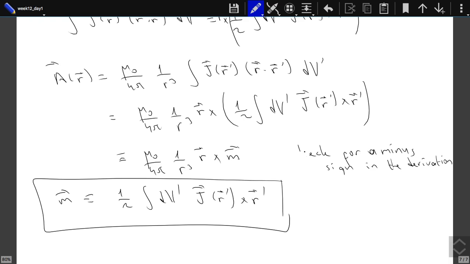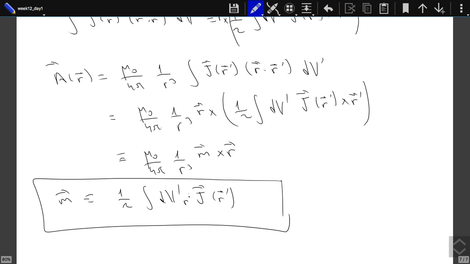Or, sorry. No, you're right. This is m cross r, and this is r prime cross j. Well, you see, in my derivation, I have the j cross r prime. So if I change their places, I get one minus sign. But here I get r cross this integral. I also change their position. That gives another minus sign, so there is no minus sign change over here. Okay, so this is the correct expression.